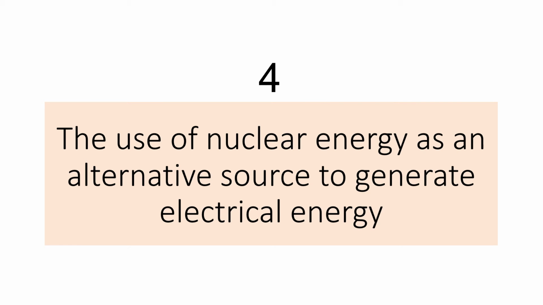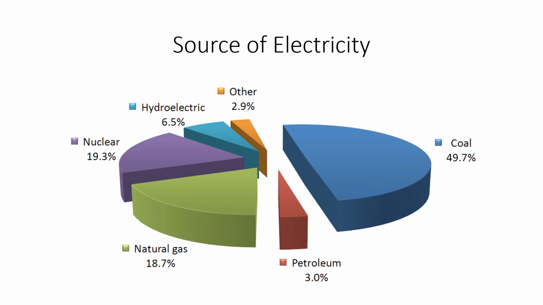The last part is the use of nuclear energy as an alternative source to generate electrical energy. For your information, we have a variety of sources that we use to generate electricity. We have coal, petroleum, natural gas, nuclear that we just learned, hydroelectric and others. So, the question is, what sources of electricity do Malaysians use to generate electricity?